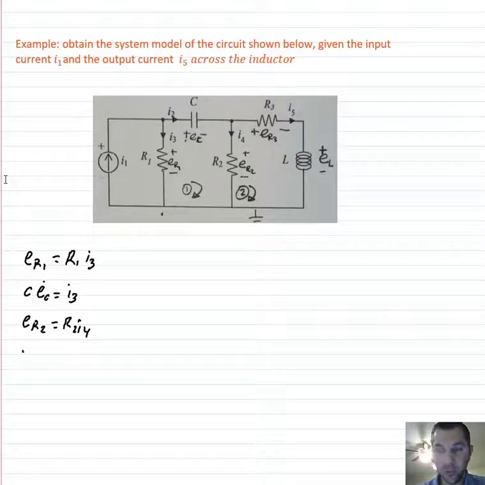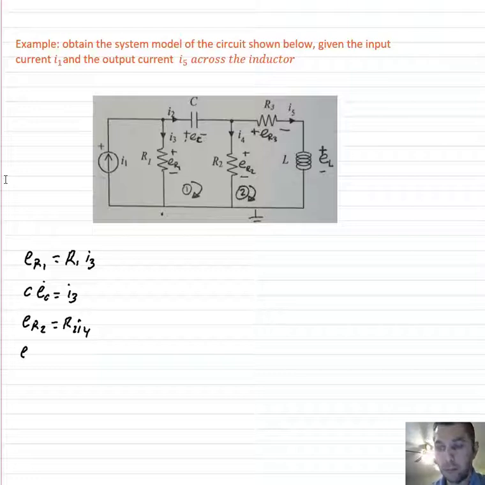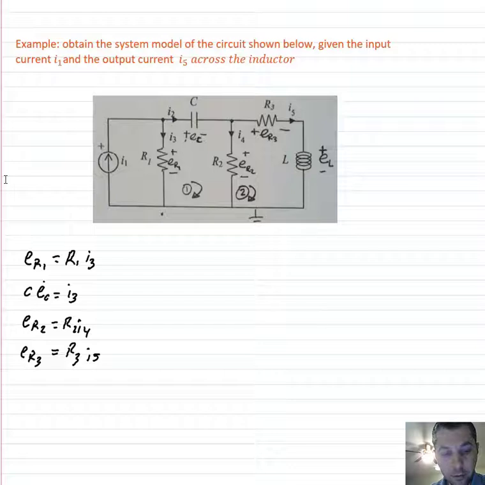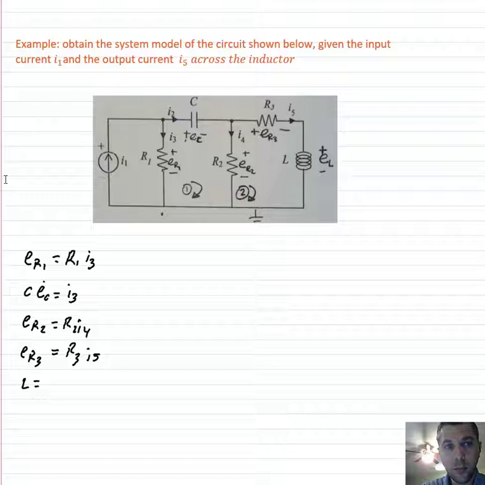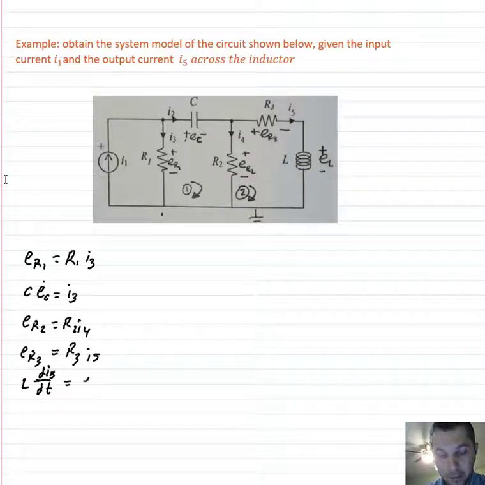and we have the voltage at resistor 3, it is equal to R3 times current 5, and for the inductor we have L di5 dt, it is equal to the voltage across the inductor.